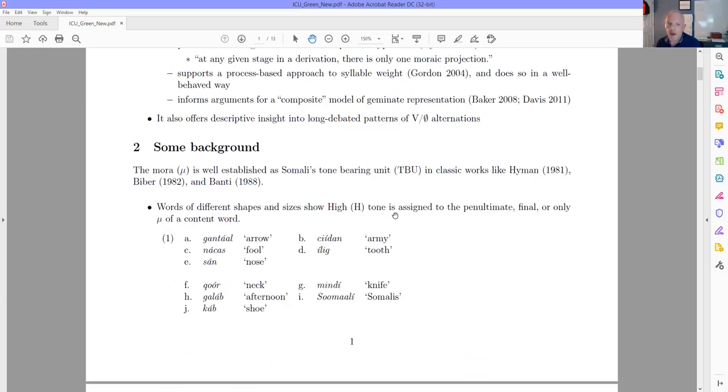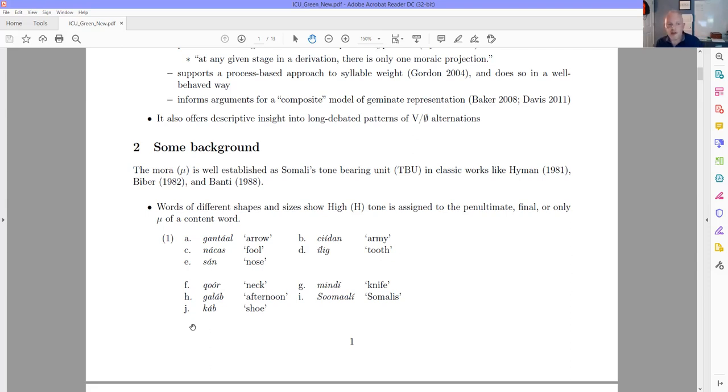The mora is well established as Somali's tone-bearing unit in classic works by Hyman, Biber, and Bonte back in the 80s. And to give you just an example of what this looks like here, words of different shapes and sizes show high tone assigned to the penultimate, final, or only mora of a content word. So here in one, I show you in one A through E, we have the penult cases, with the exception of one E that's monosyllabic. One F through J, these are the final cases, again with one J being the exception in that it's monosyllabic.